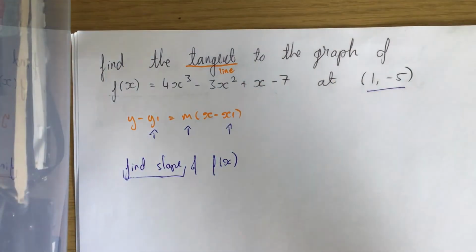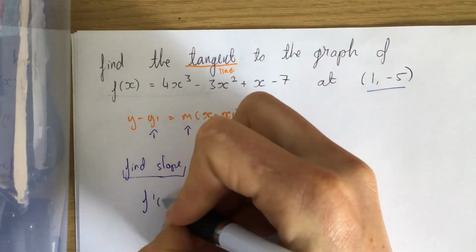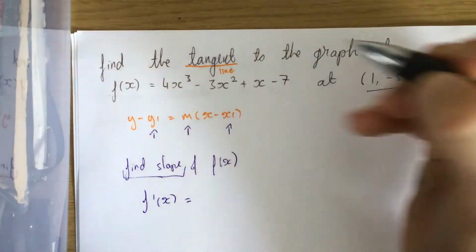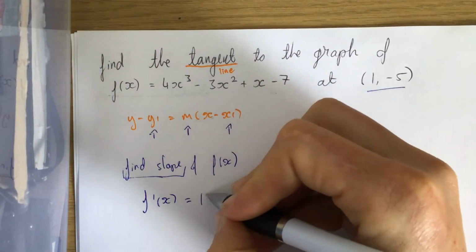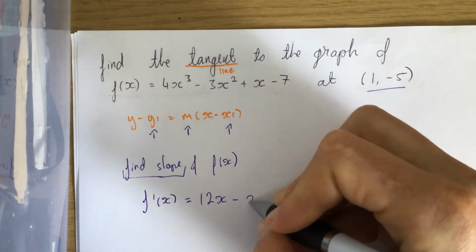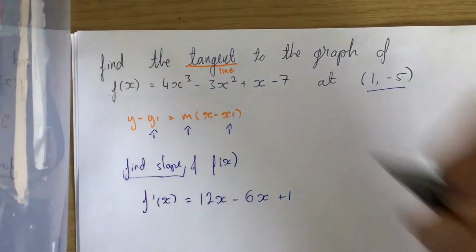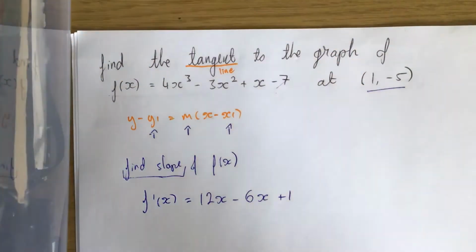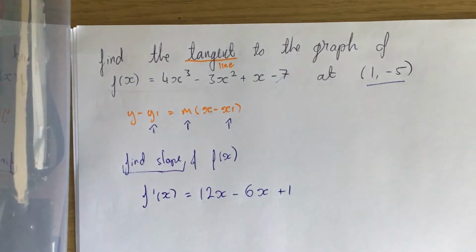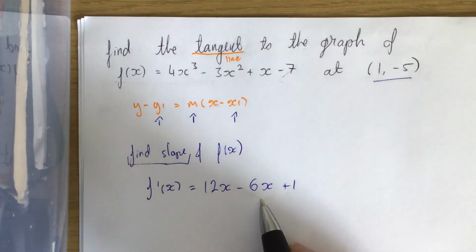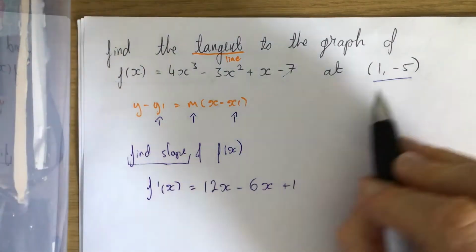So let's differentiate f of x to be f dashed of x equals, and we will get 3 times 4, so that'll be 12x squared, minus 6x, plus 1, and that's it differentiated. Just remember that the 7 just disappears, it goes to 0, and the x just goes to 1. Now, that is it differentiated.